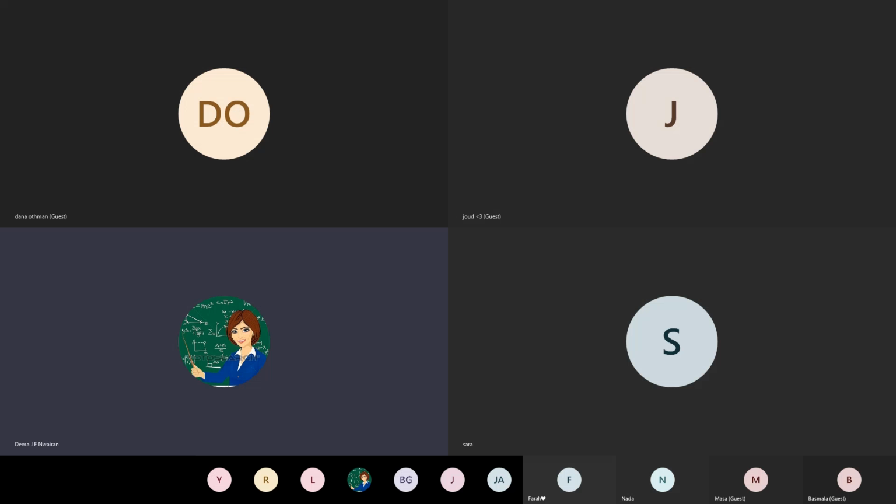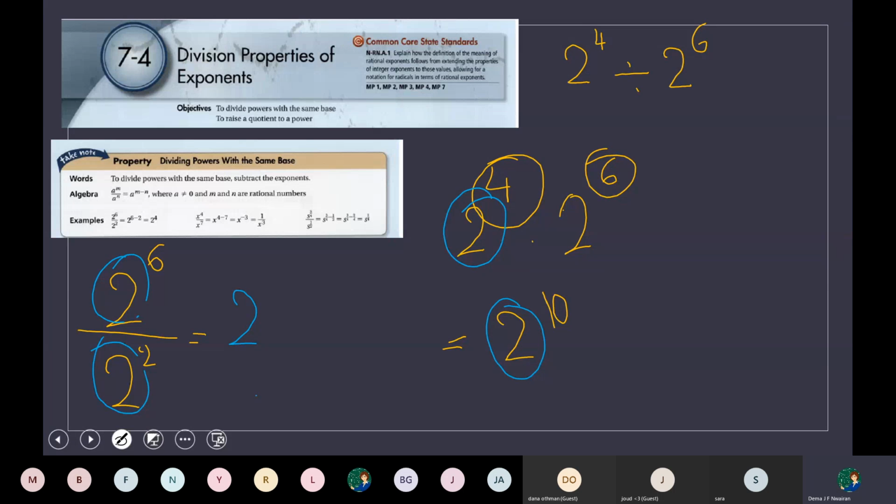So the lesson is the division properties of exponents. In multiplying powers, the first step is to check the bases. If they are the same base, I will pick one of them, then I will add the exponents. But in division, you have the same bases, which is 2. I will pick one of them, then after that, I will subtract the exponents.